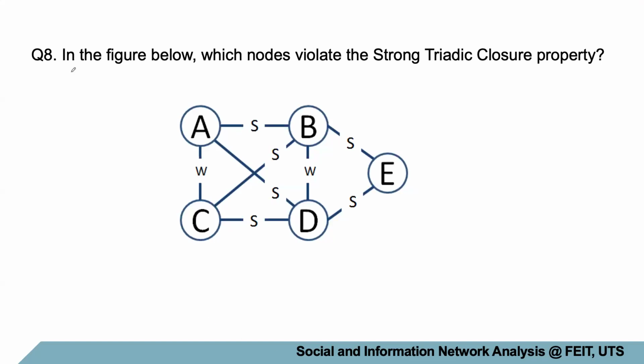Next question is, in the figure below, which nodes violate the strong triangle closure property? So we can review the strong triangle closure first and try to see what's the answer here. I'll give you 2 minutes also for this question.